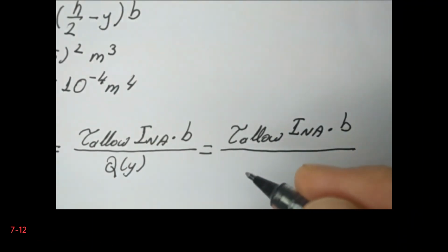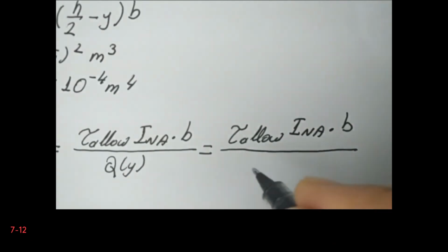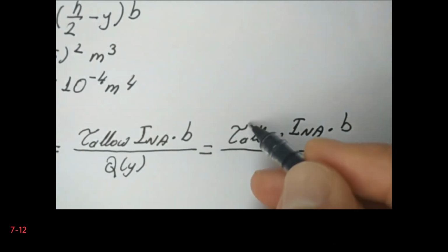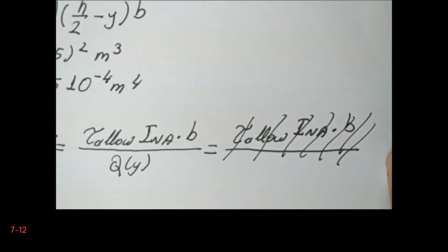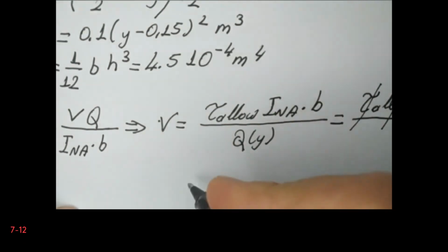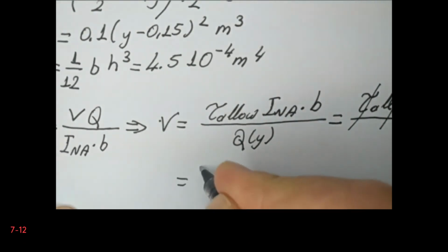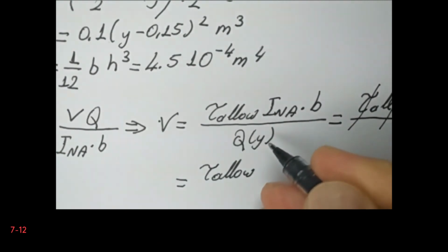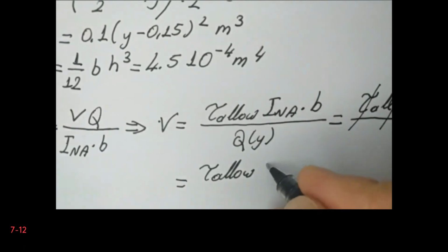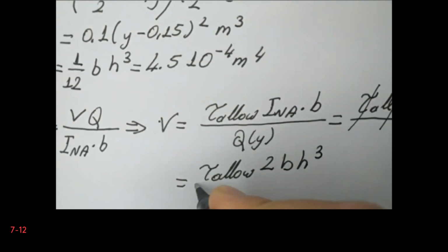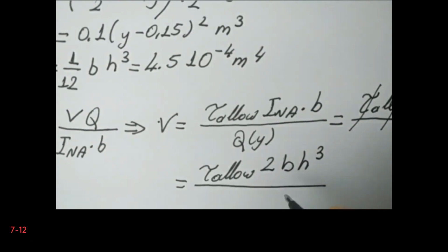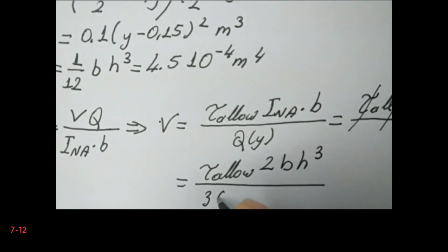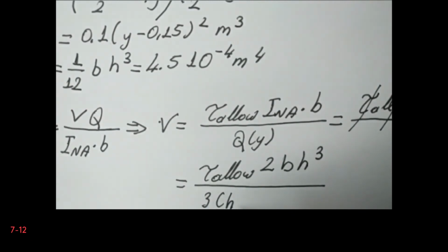So let's go down. Okay, so it is tau max. Well, we simplify the equation. It is 2b h cubed divided by 3, h minus 2y squared. So tau max is constant. It is given to us.